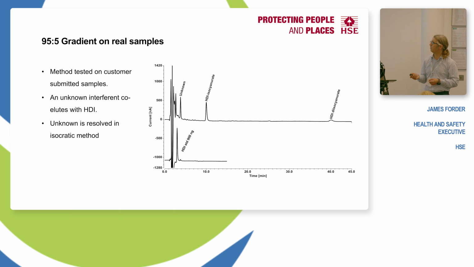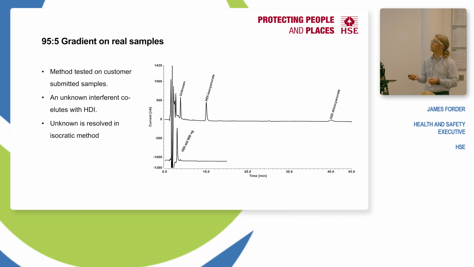Now I knew something about this: in the isocratic method you get resolution, and a higher solvent concentration in the mobile phase at the start of the run will give you separation of this unknown from the HDI. So instead of 95% of the 60% buffer starting material, I started with 80%, and then I got resolution from HDI. To show how serious a problem this unknown was, this is the unknown from the real sample, and I've added the HDI standard.